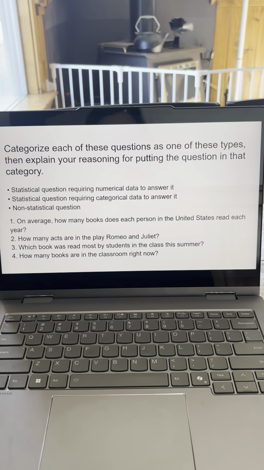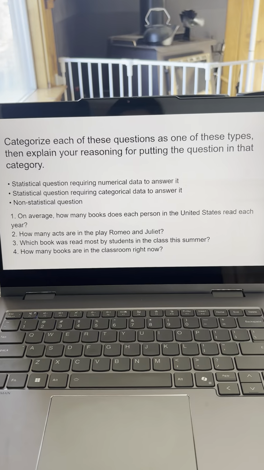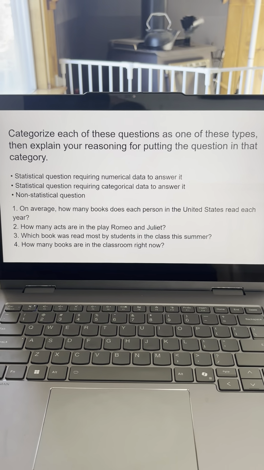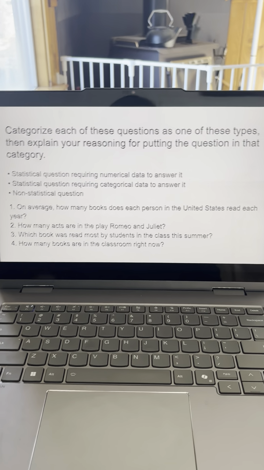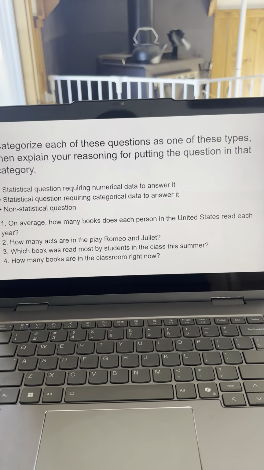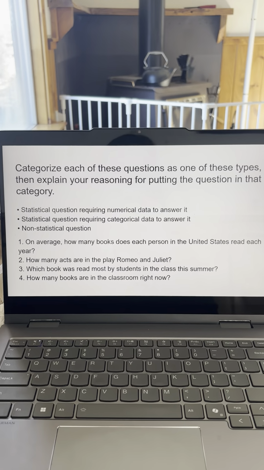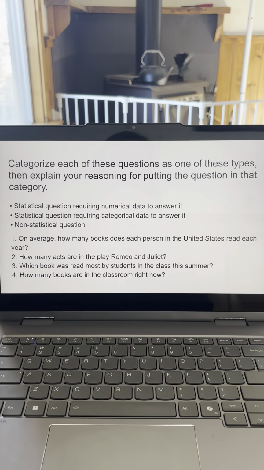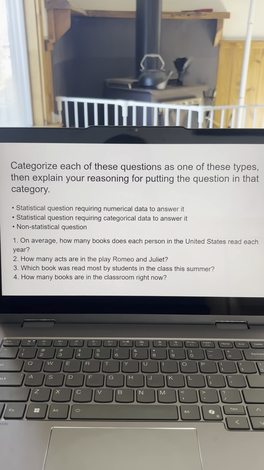Which book has been read most by students in class this summer? That's going to be your categorical statistical question because your answer is going to be the title of the book. So I'd be like, oh, the most commonly read book was, I don't know, It Ends With Us or something like that. That would also be non-statistical because it's the book that was read most by students in the class. So there's only going to be one answer to make that true because it's the most common, not just which books were read by students in this class.